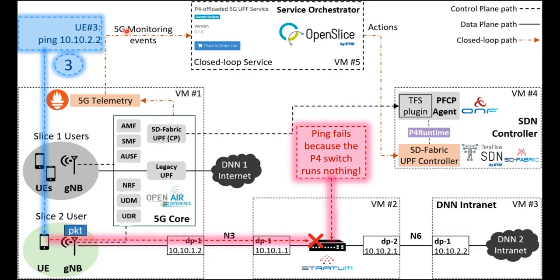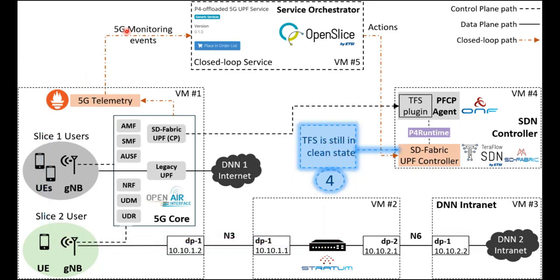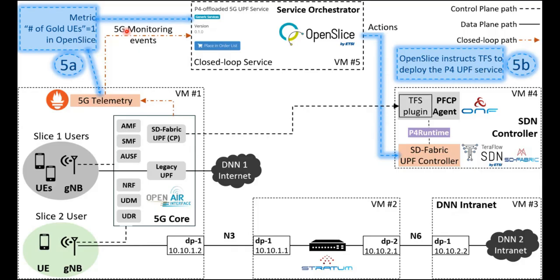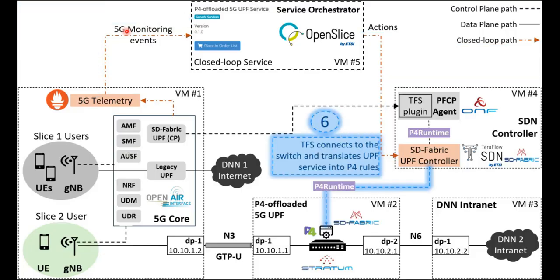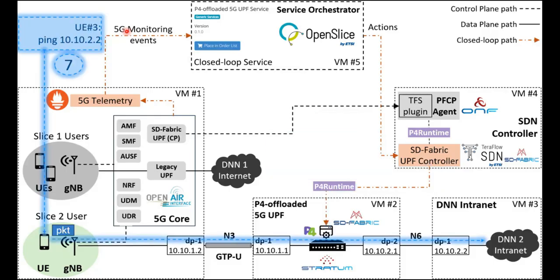Then we unfreeze the time and let OpenSlice pick up the update. The number of gold UEs now becomes 1. This is a trigger for OpenSlice to provision the P4 UPF. It indeed happens via TFS. Now the switch has the right program and the right set of rules to realize the UPF. And when we resume back to the console, we see that the ping now is working.